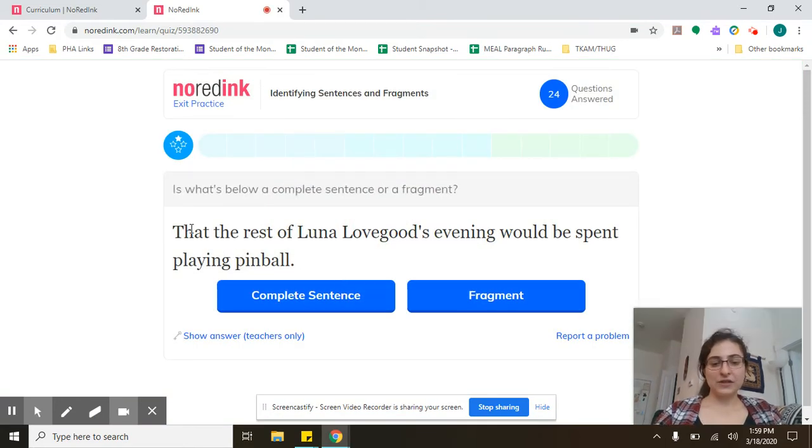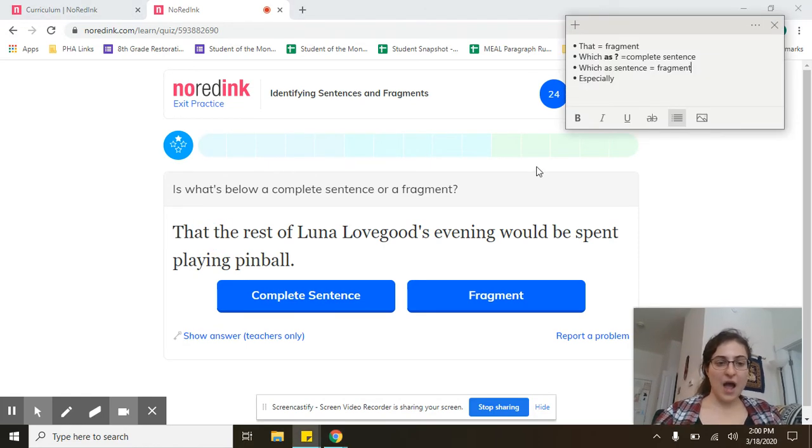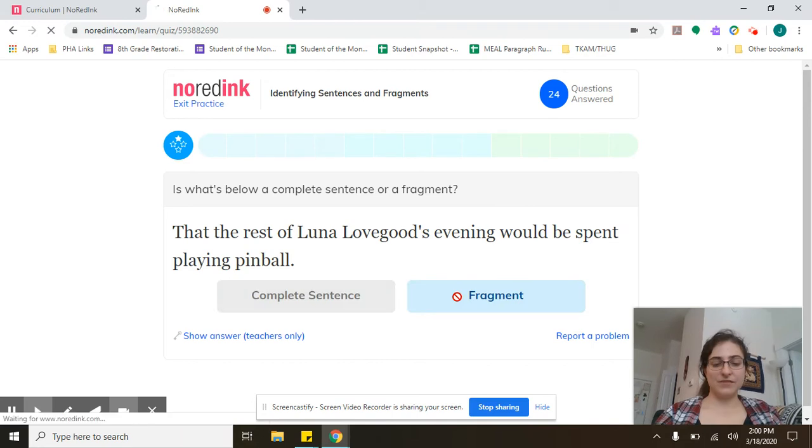"That the rest of Luna Lovegood's evening would be spent playing pinball." Again, we start off with "that." We don't have any sort of transition material. I'm going to go ahead and put that as a fragment.